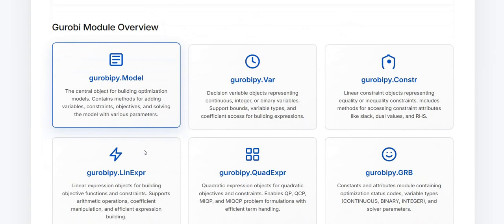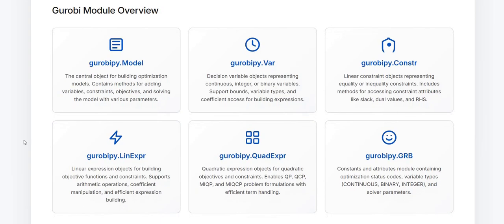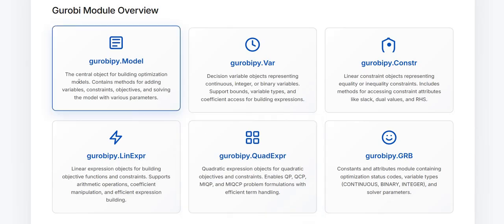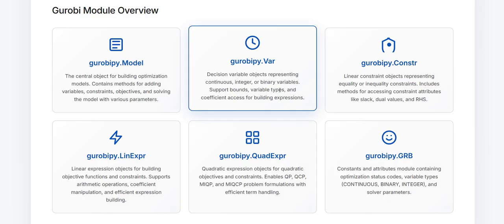Okay, now some modules here. To work with all of these programmatically, the Python interface exposes a small set of core objects. Now, Gurobi model. The model object is the central container. It owns variables, constraints, objectives, parameters, and the solver itself. Everything flows through this object. And variables represent decisions. They can be continuous, integer, or binary, and they carry bounds and coefficients that participate in expressions.